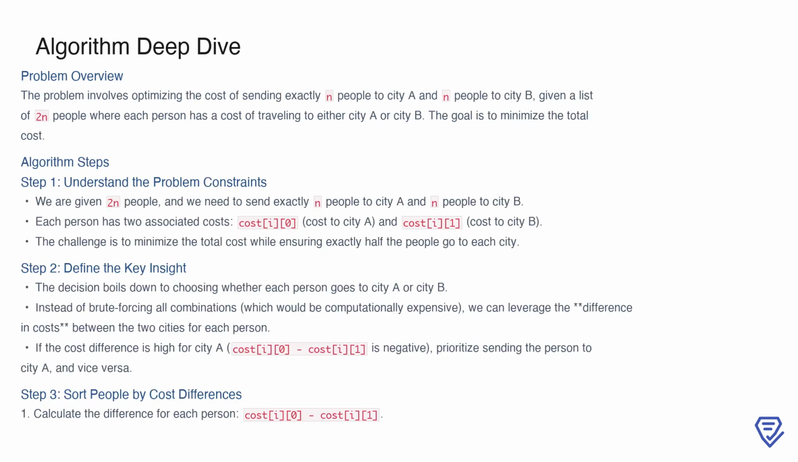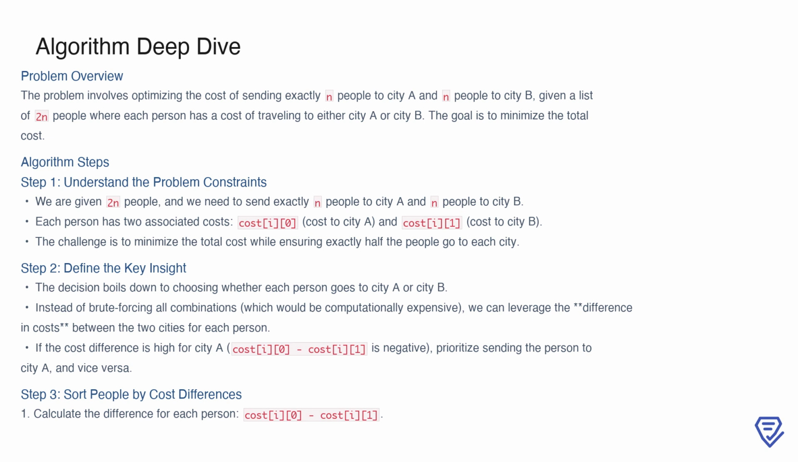The problem at hand is called two-city scheduling. Here, the goal is to minimize the total cost of sending exactly n people to city A and n people to city B. We are provided with 2n people, where each person has two associated costs: the cost to travel to city A and the cost to travel to city B. The challenge is to decide which n people should go to city A and which n go to city B, such that the overall cost is minimized.